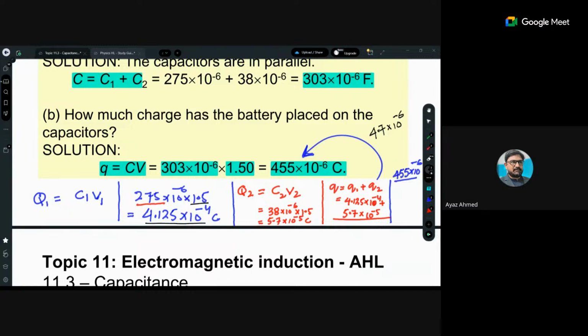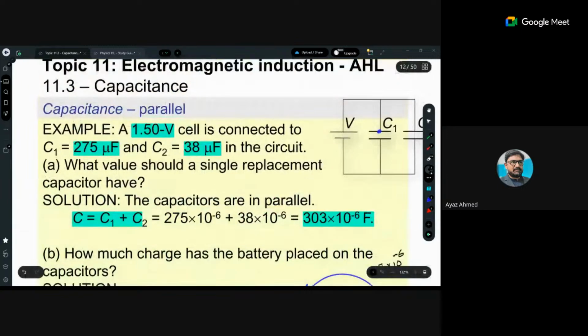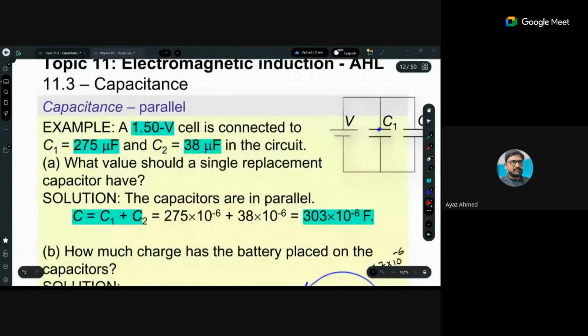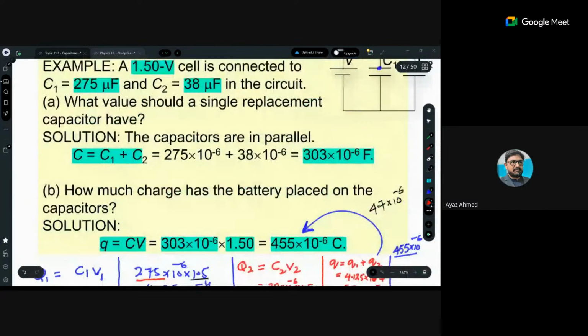And C2 is 38 microfarad, and it should be multiplied by V2, because that is the same. So it is not possible; the answer should be the same. As I told you, we say that the total charge is the sum of individual charges. So the total charge I got in that calculation was 455 into 10 raised to the power minus 6 coulomb.